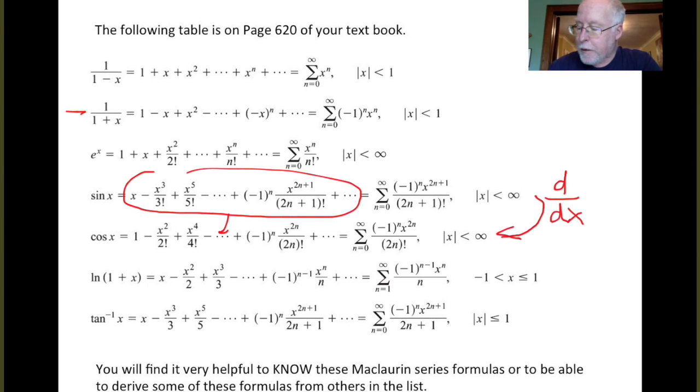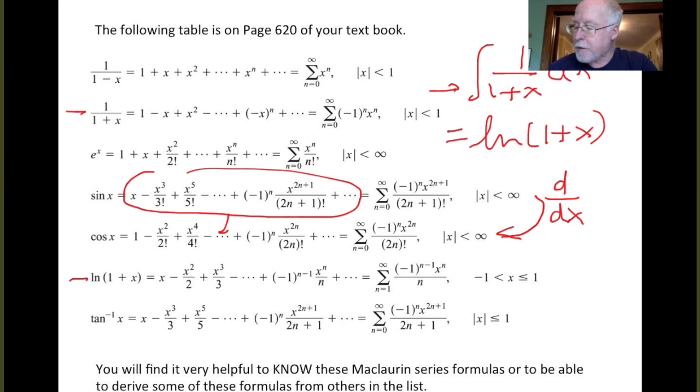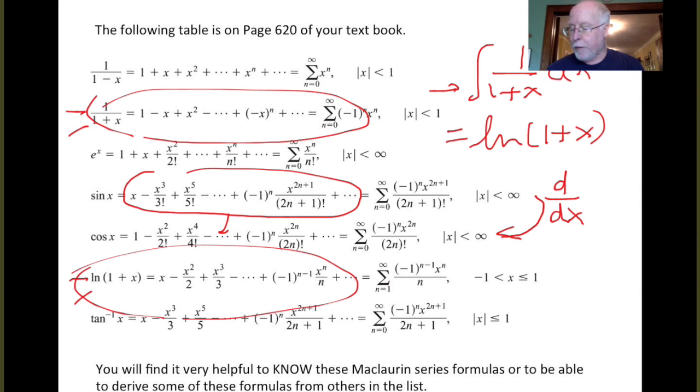Likewise, the second of the integrals here and the second from the bottom are very closely related. Of course, this top one is just the geometric series, but you might want to note that if you integrate 1 over 1 plus x dx, you get the natural log of 1 plus x, modulo a constant. It shows how these two series, the geometric series and logarithm, are related. So if you know the geometric series, you should be able to get the logarithm series by integration. You don't have to necessarily memorize all these things, but know how to go from one to the other.